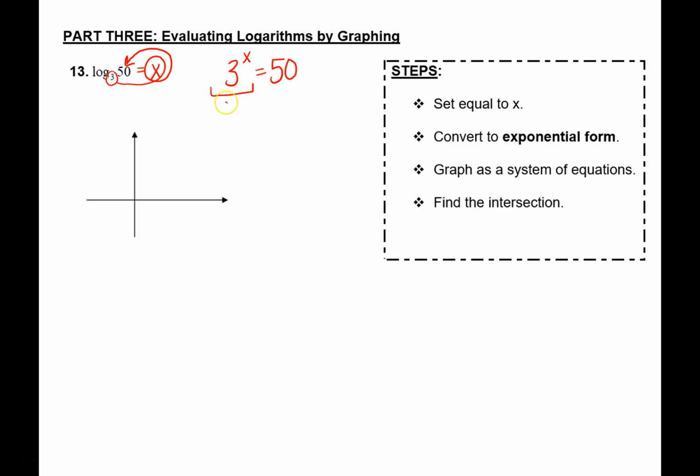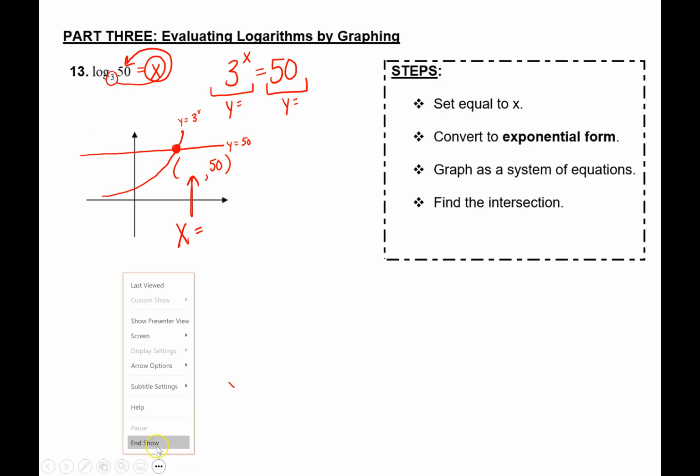We're going to take the left-hand side and plug it into the y equals, and the right-hand side and plug it into the y equals as well. Now, roughly speaking, it's going to give us a picture that looks like this, where this line is y is equal to 3 to the x power, and this line is y is equal to 50. Whatever this intersection point is, that ordered pair, something, 50, that is what x is equal to. And so that's what log base 3 of 50 is equal to.